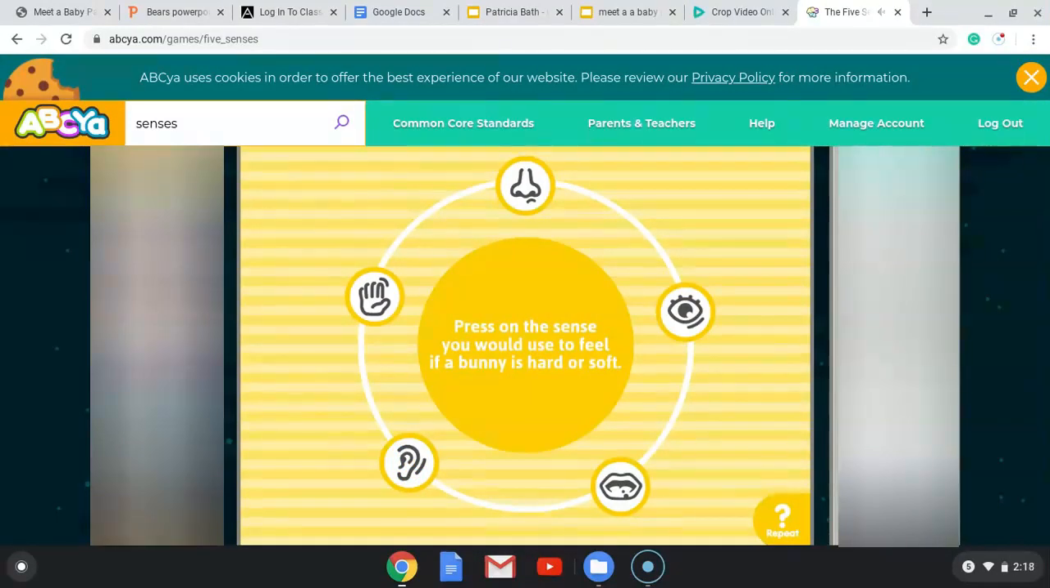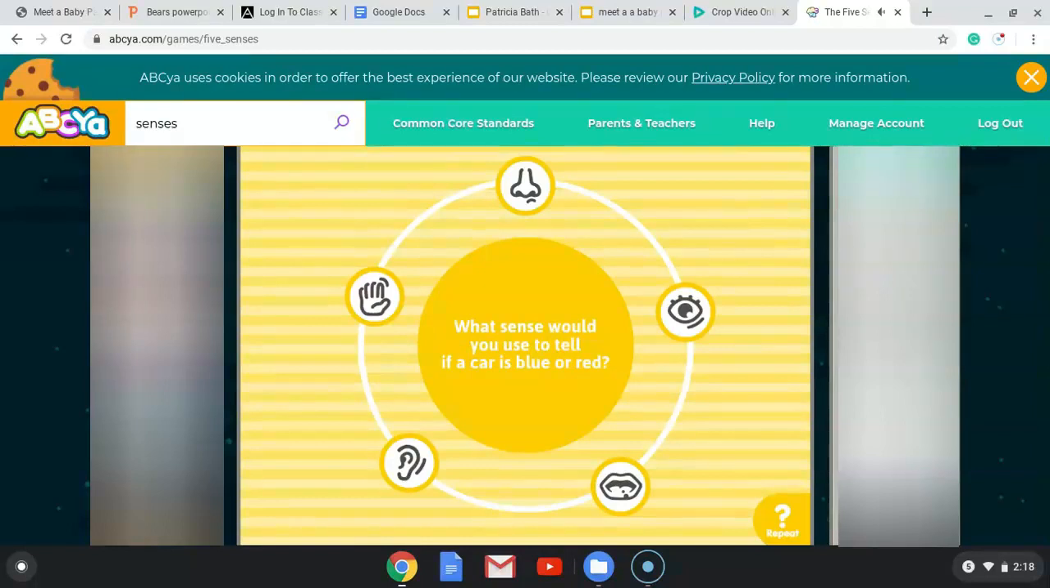Which sense will it be, friends? Use your pointer finger to point to the correct one. You will use your sense of touch. Awesome! What sense would you use to tell if a car is blue or red?